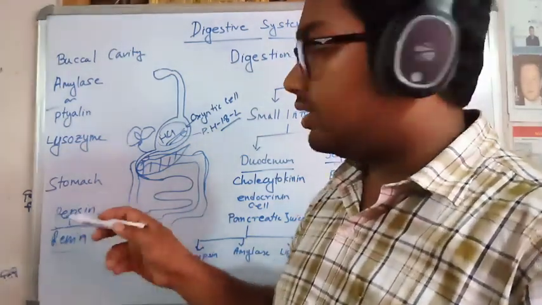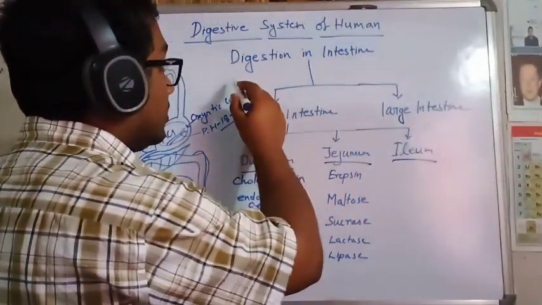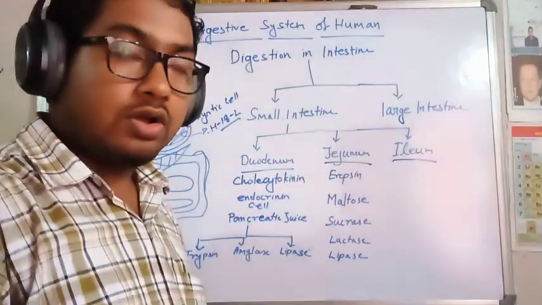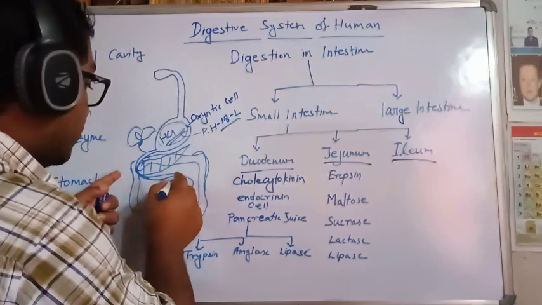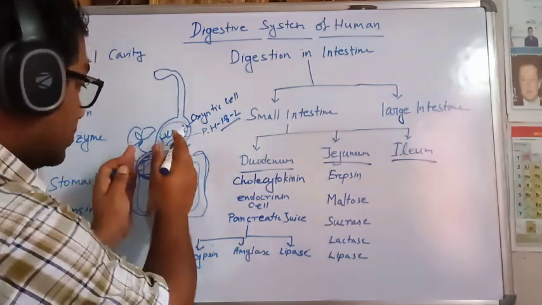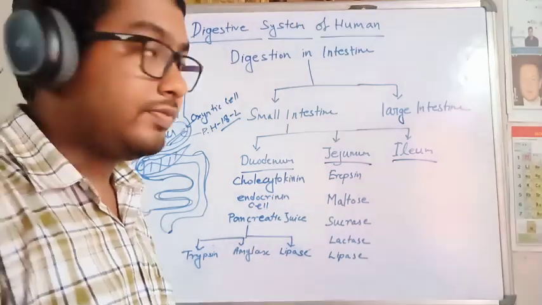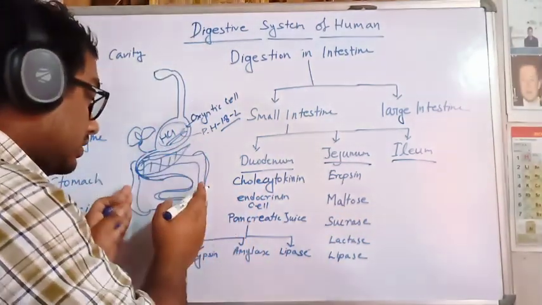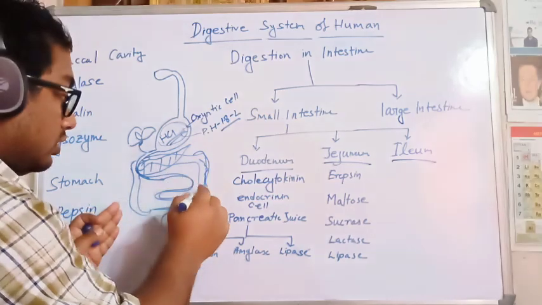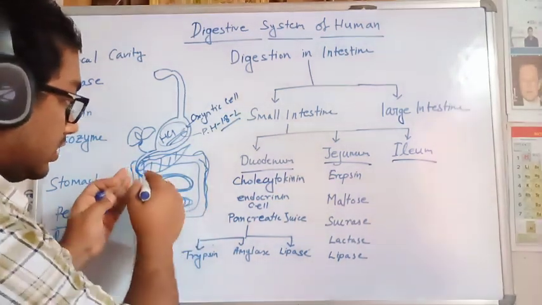After the stomach, food comes to the intestine, and here the digestion in the intestine starts. The first part where it comes is called the small intestine, and the outer part is called the large intestine. So there are two intestines: the small intestine in here, and the large intestine on the outside.